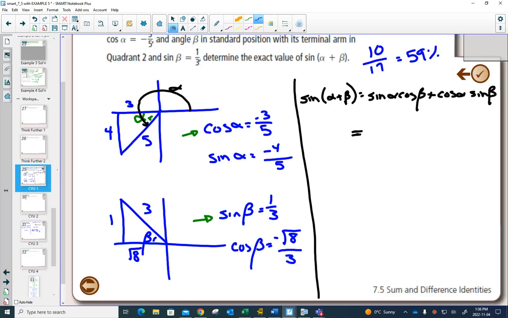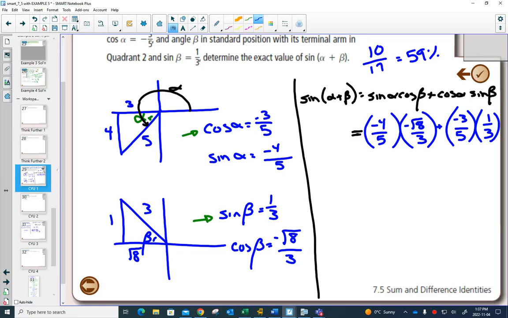The common mistake, which even if I show you the right way to do it you would have made the same mistake on the test, is where you plug in the -4/5. What is the -4/5 equal to? Is it equal to just the alpha or the whole thing? It's equal to the whole thing. So you replace all of this with -4/5, all of cos beta with -√8 over 3, all of cos alpha with -3 over 5, and all of sine beta with 1/3.